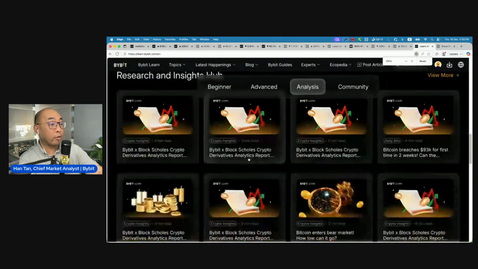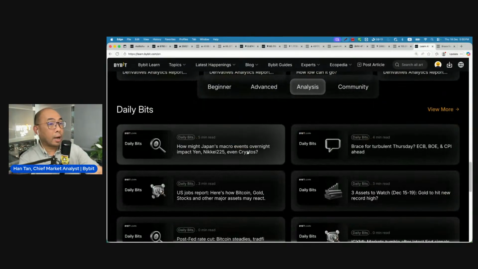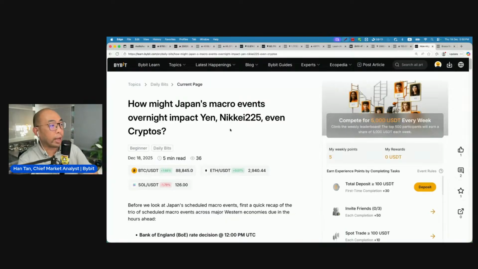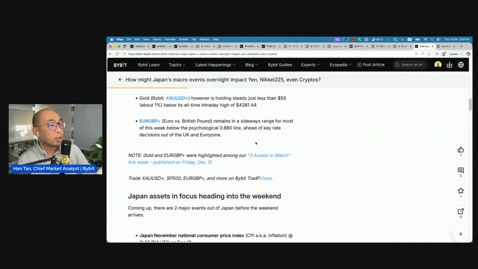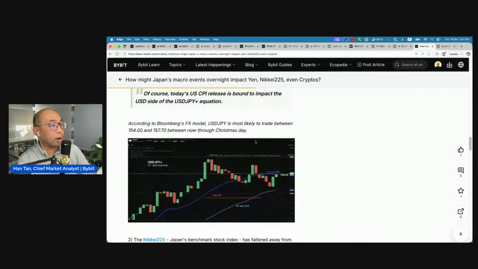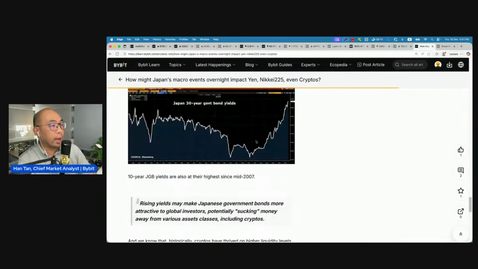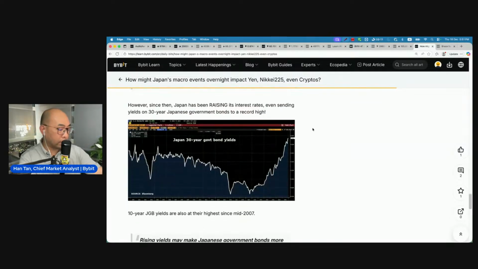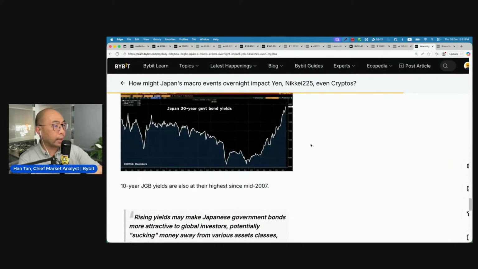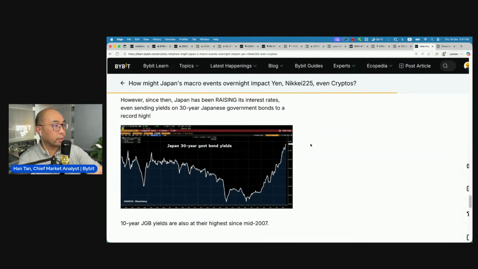This is good for us to talk about because now that CPI is done, markets are still digesting it. We look ahead, right? We look ahead to tomorrow. How might Japan's events affect all this stuff? So you look at Japanese government bond yields. I've got a chart all the way down here. Japanese 30-year government bond yields hit a record high.